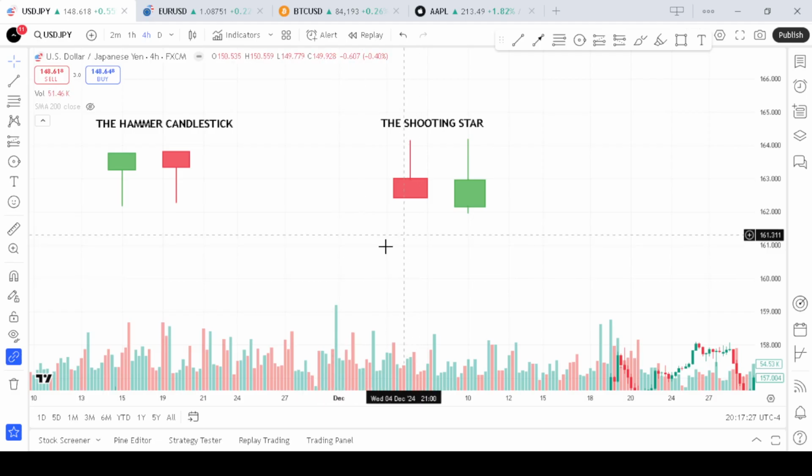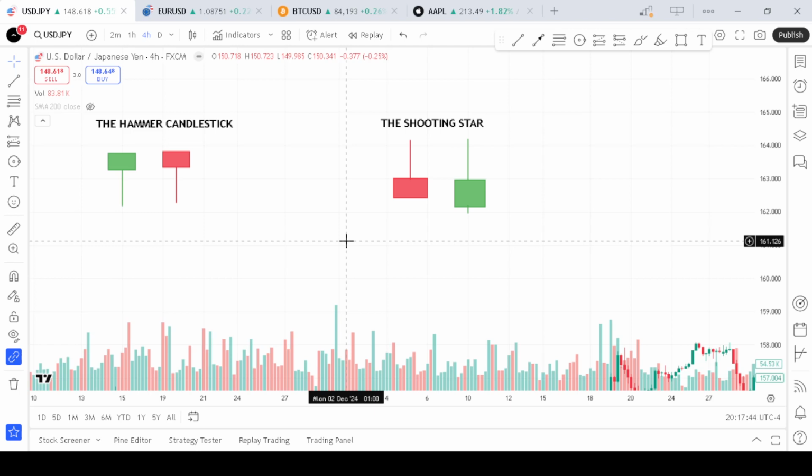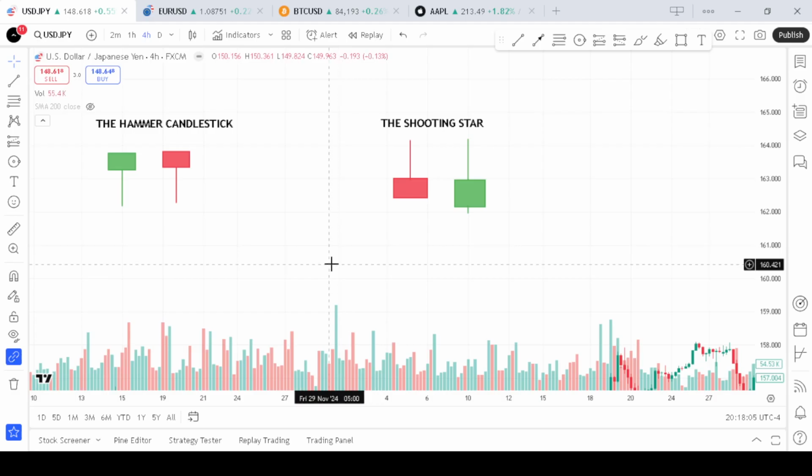The hammer reflects buying pressure overpowering selling during a downtrend, while the shooting star shows selling pressure overtaking buyers during an uptrend. These patterns are most reliable when they appear near support and resistance levels. So you should focus on identifying these patterns within a broader trend and confirm their validity through additional signals like volume spikes or a follow-through candle. Understanding this structure is crucial for spotting the trend reversal. Now let's see how we can apply this to our trading strategy.